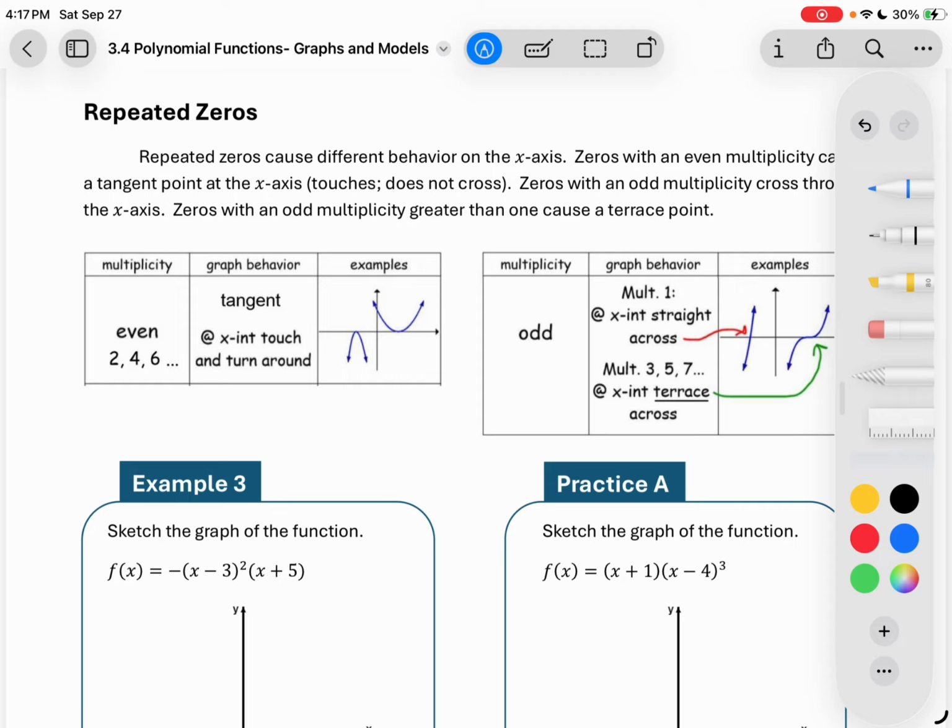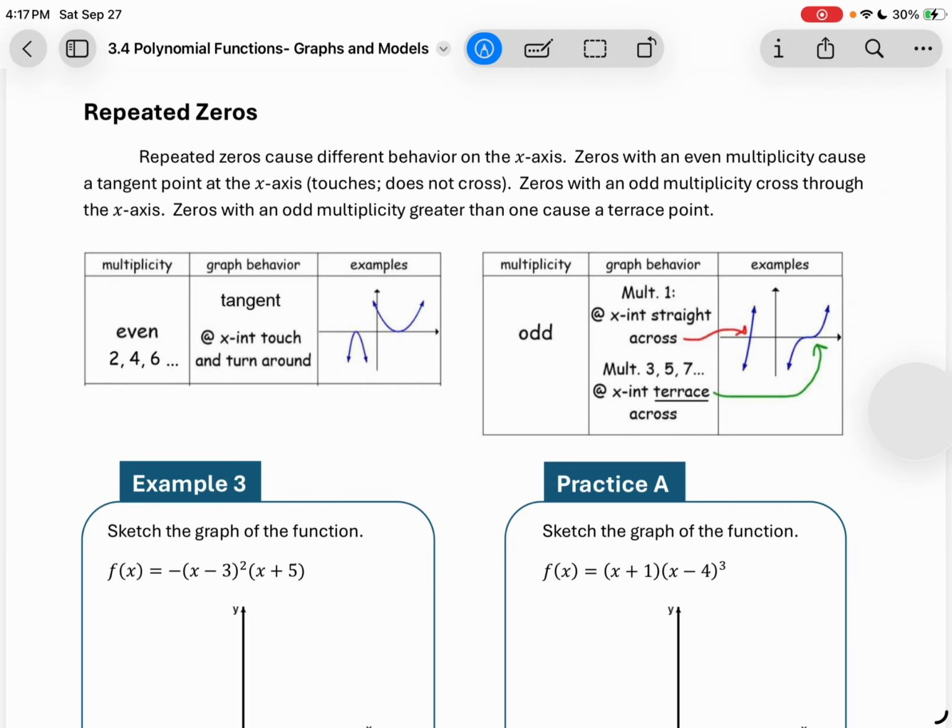Odd multiplicity will cross through the x-axis. If it's multiplicity 1, it just goes straight through, doesn't do anything weird. But as soon as it hits multiplicity of 3, 5, or 7, then you might be familiar with this from the cube function. It kind of comes in and flattens out and then goes back up again. We call that a terrace point. A terrace point. So again, that happens on odd multiplicities bigger than 1.